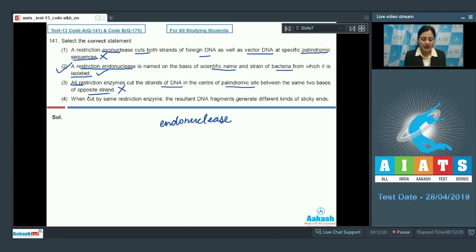The next statement given is, when cut by same restriction enzyme, the resultant DNA fragments generate different kinds of sticky ends. And this is also an incorrect statement, because different restriction endonucleases cut strands of DNA to produce different kinds of sticky ends. On the contrary, digestion with same restriction enzyme will result in DNA fragments of same kinds of sticky ends. So the correct answer to this question is option number 2. Let's discuss our next question.